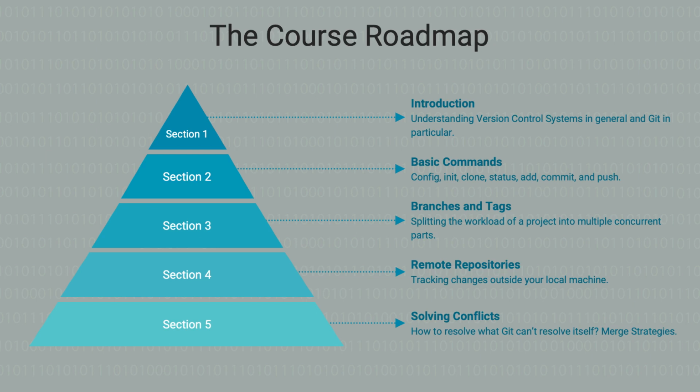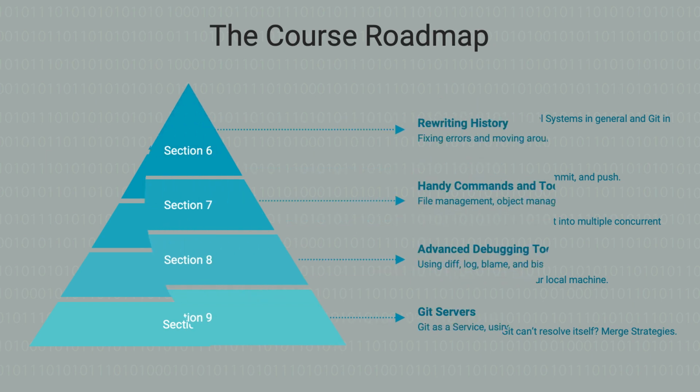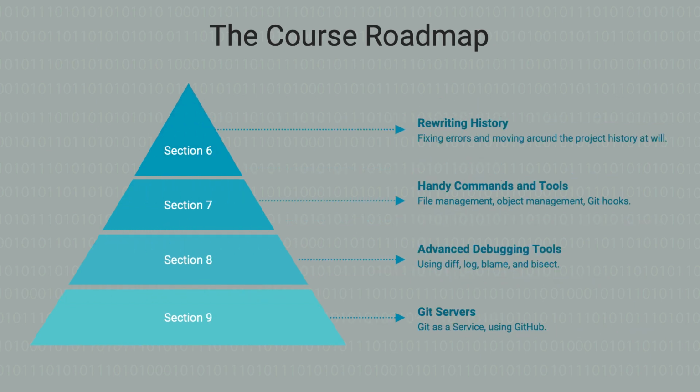Once you share your work, conflicts might start popping up. We will learn the different ways in which you can resolve them. Then we will go a step further and learn how to rewrite entire blocks of the project history. We will then spend 2 sections learning about some specific commands for tools like file and object management, and more importantly, debugging tools that will allow you to get the most out of Git.